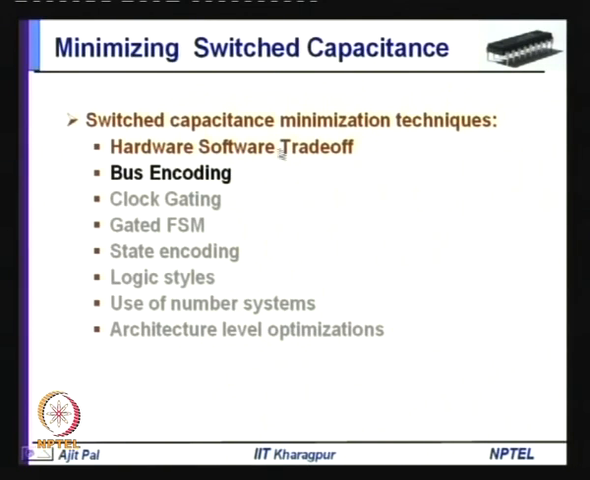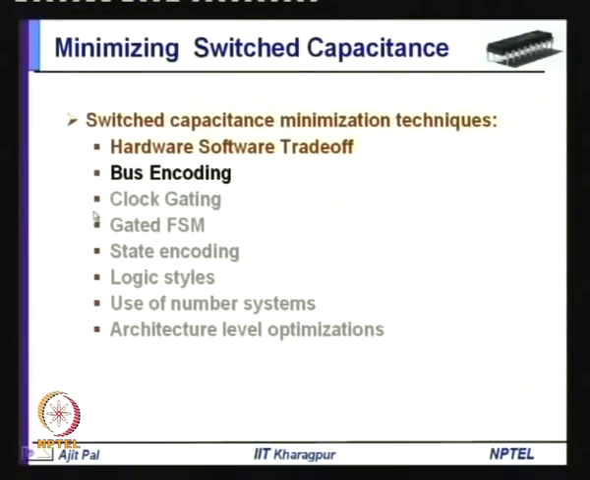about hardware software trade-off, and we have seen some functionalities can be realized by software, and by doing so you can minimize the switched capacitance. And we have illustrated that with the help of two examples, AD converter and realization of processor architecture by using VLIW instead of superscalar.